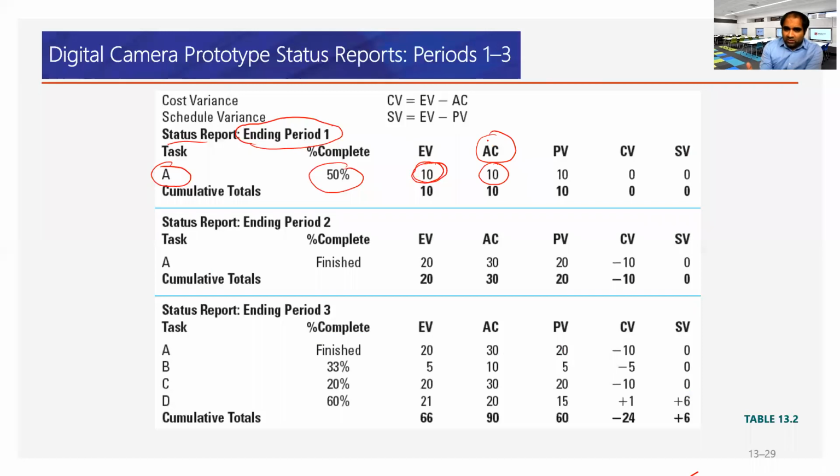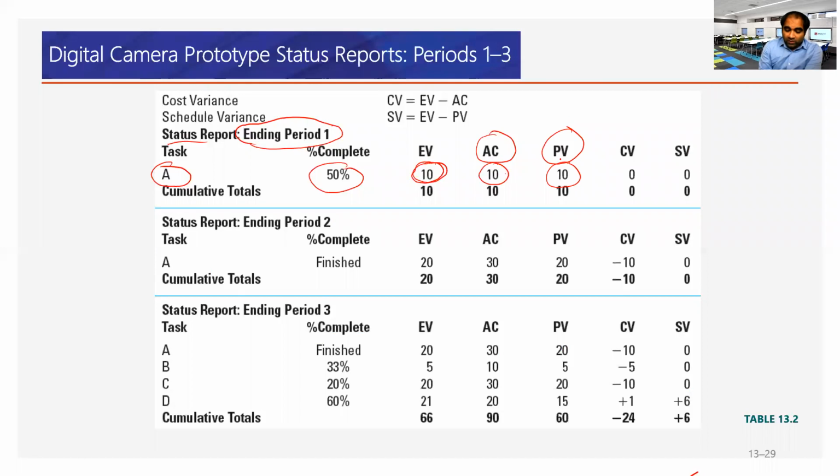You check all the invoices, all the expenditure, add the numbers, and you get the actual cost. So actual cost, these are the numbers that you get from the project team. Planned value is from the planning stage, from the PV table: we planned that after the end of week 1, we'll be spending 10K.